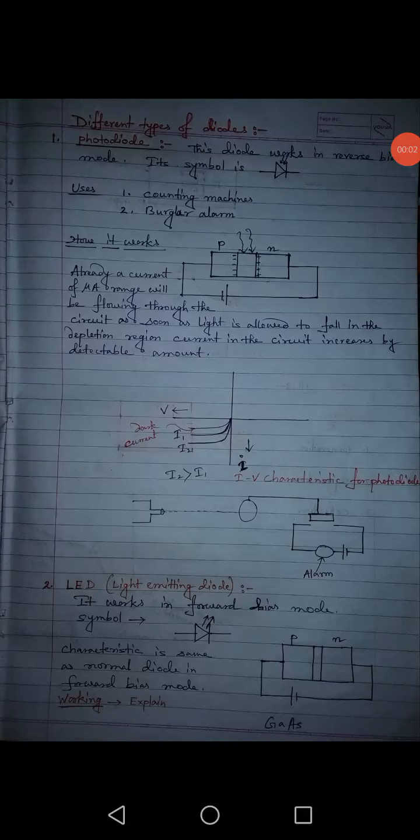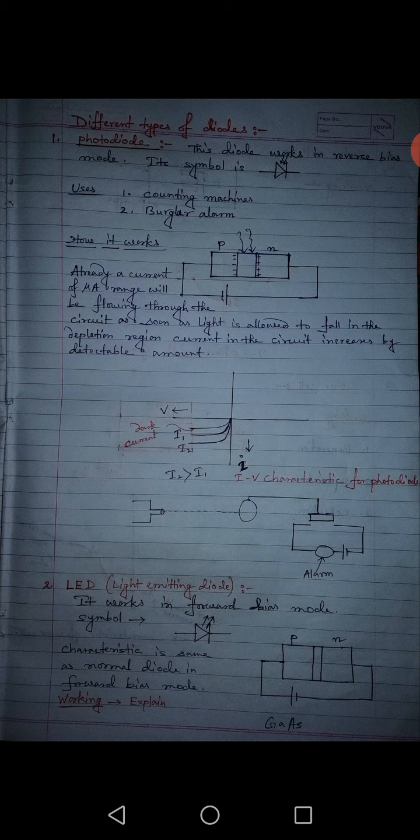In today's video we will discuss different types of diode. So the first type is photodiode. The name itself says that photodiode means something related to photons. Now photons means what? It is light. The particles of light are called photons, right? So something related to light.